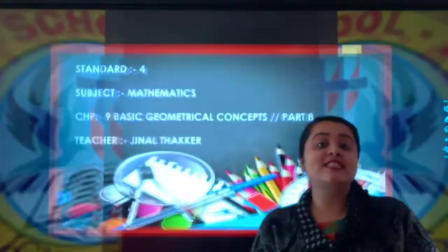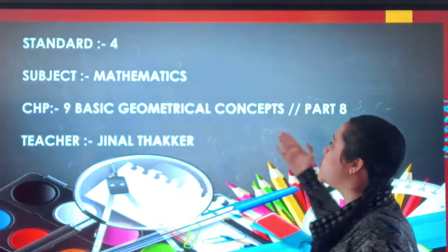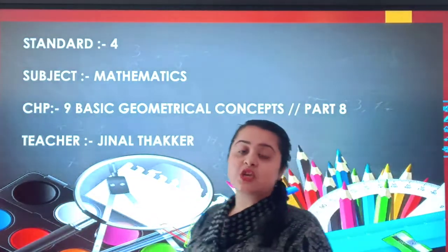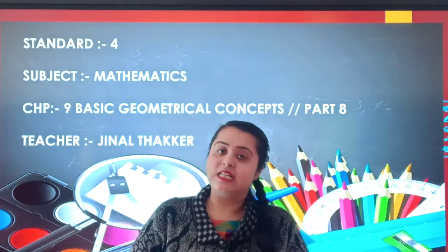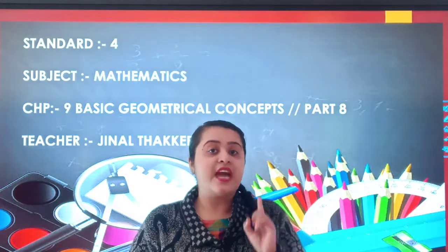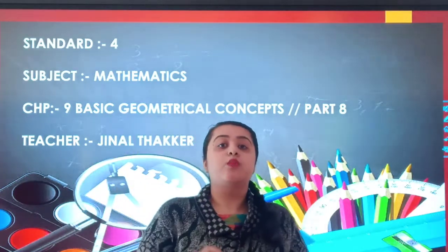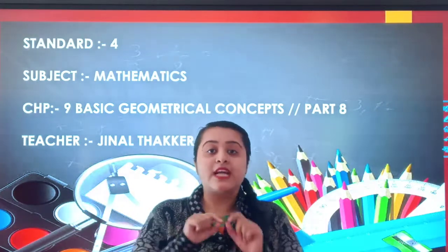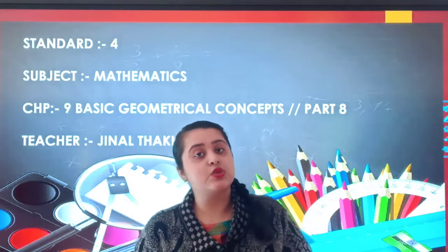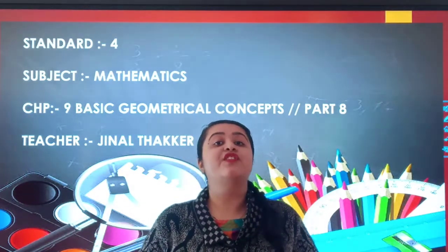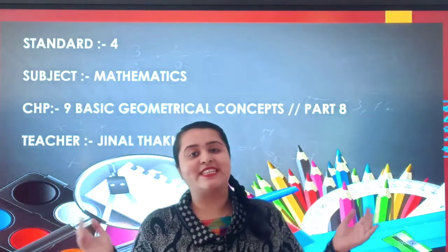We have already started with our chapter 9, that is basic geometrical concepts. The last topic which we covered in the previous video was circle. In circle, we have seen what is the center point of the circle, what is the radius, what are the chords and which is the diameter. So students, today in this video, we will be seeing the relation between radius and diameter.